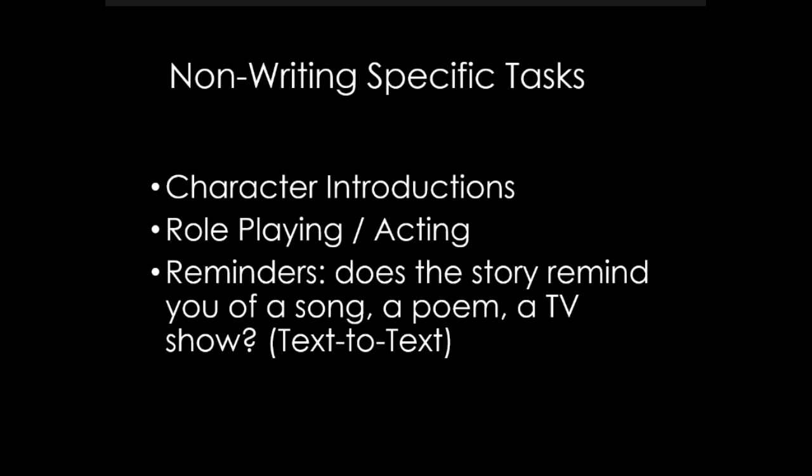And they love the reminders, right? They love to bring in text that means something to them, media that means something to them. A song, a poem, something they saw on TV, that's the text to text connection. And what this says is what you read, your literacy practices outside of the classroom are valid. And we want you to bring them into the classroom if they compare, if they are connected, if they relate to what we're doing in class now.